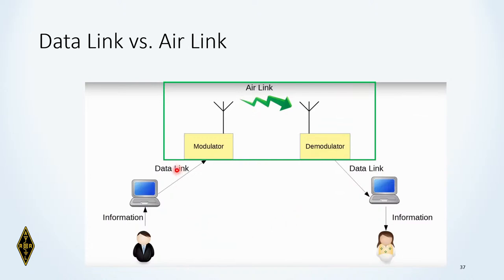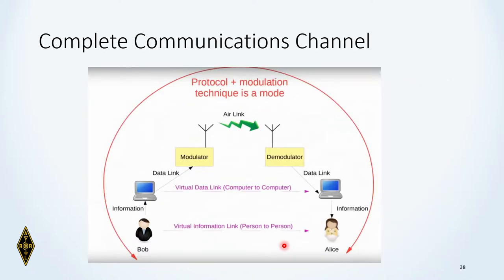So that's the concept of a data link and an air link. The people don't much care what's happening out here. The computers don't care what's going on over here. So there are little conversions taking place back and forth to complete that path. Air link is the radio signal. The data link is what the computers use to talk to each other.